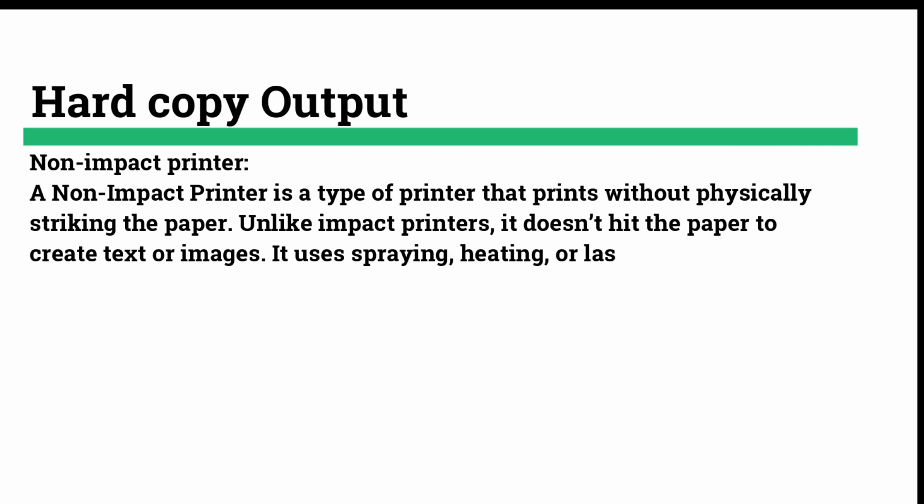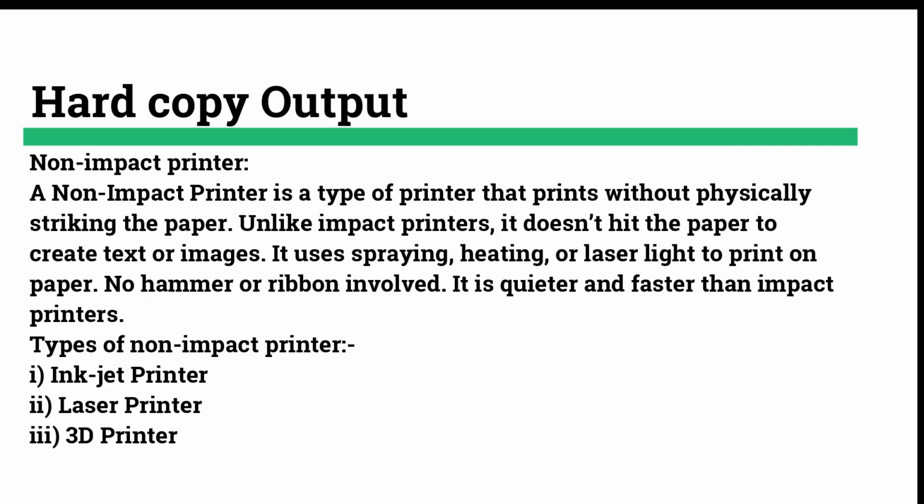Non-impact printer. A non-impact printer is a type of printer that prints without physically striking the paper. Unlike impact printers, it doesn't hit the paper to create text or images. It uses spraying, heating, or laser light to print on paper. No hammer or ribbon involved. It is quieter and faster than impact printers.